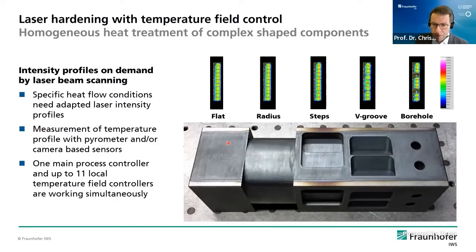So we have flat surfaces, which is kind of easy. We have a radius here. We have different steps. We have edges, corners, we have V-grooves, and we have even boreholes. And if you look at the coloring of the surface, which comes from the hardening process, of course, it's quite homogeneous, which is a sign for very homogeneous heat distribution.